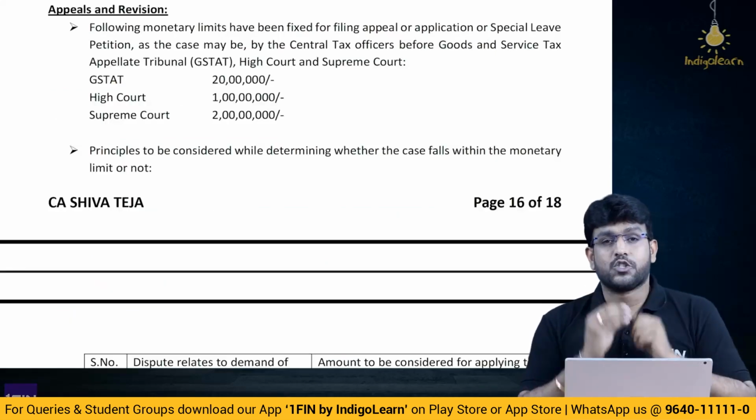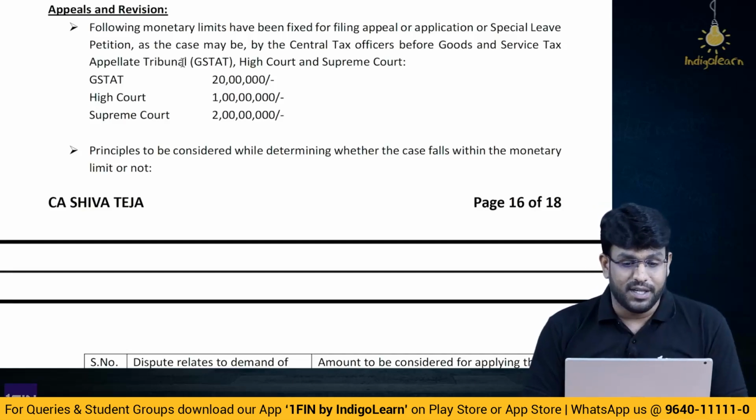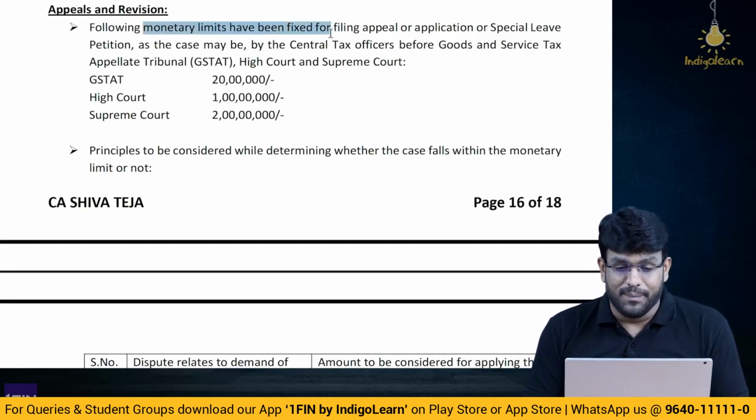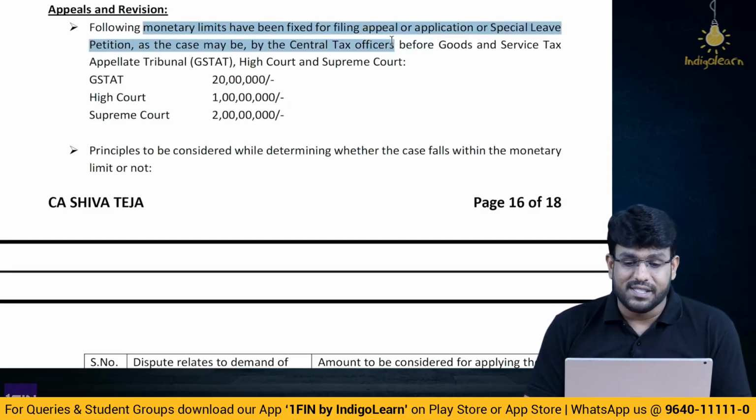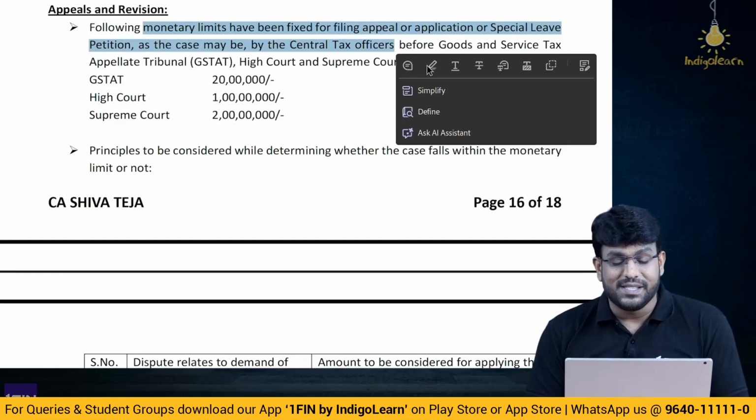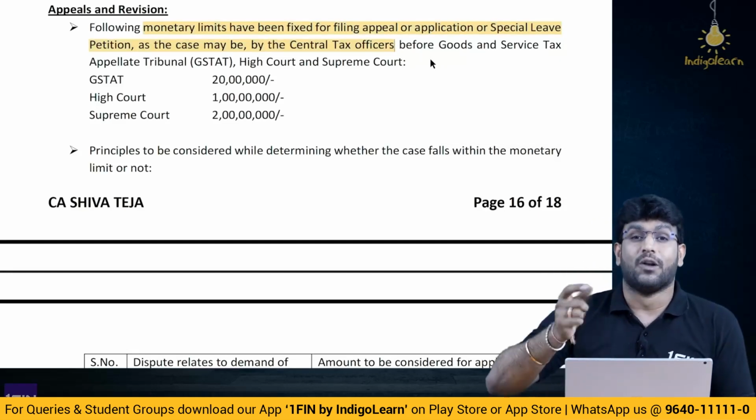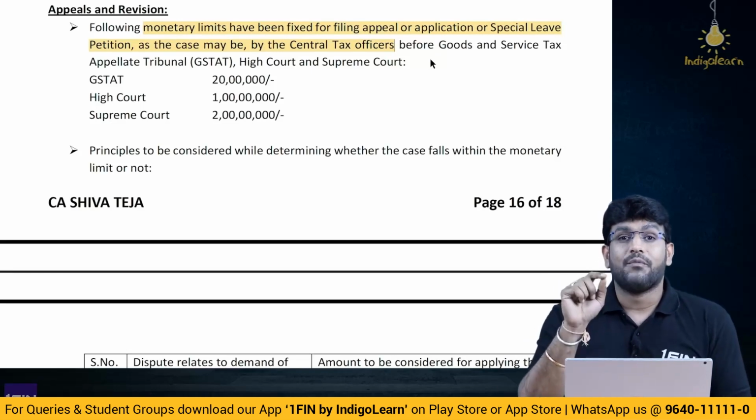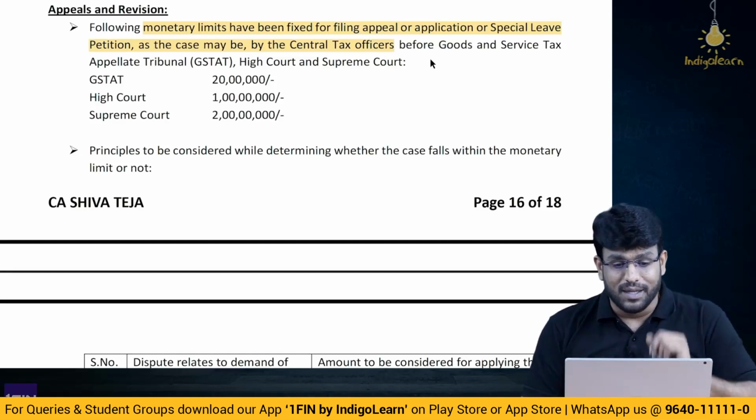Friends, come on. Next topic of amendments is appeals and revisions topic, my dear friends. Please, let's see what is the amendment. Following monetary limits have been fixed for filing appeal or application or special leave petition by the central tax officers. That means basically this is the monetary limits for filing of appeal by departmental officers. Section 120, filing of appeal by department officers. For that they have fixed monetary limits. What is that limits? Please see.